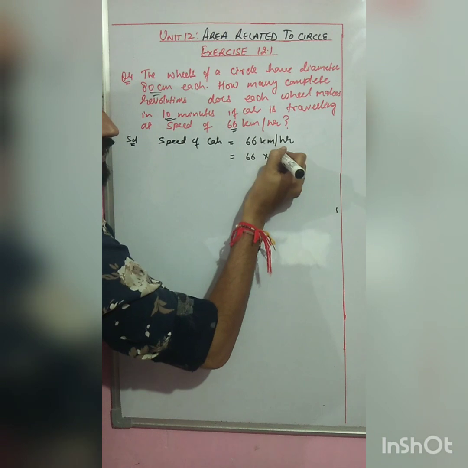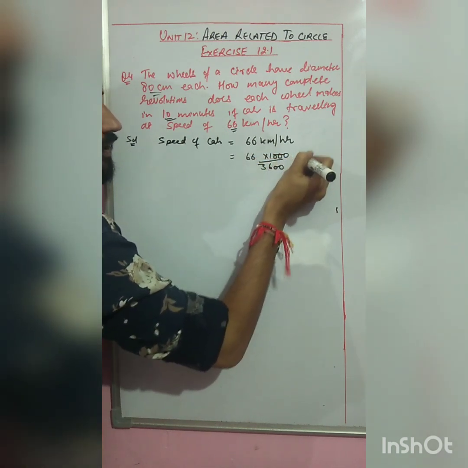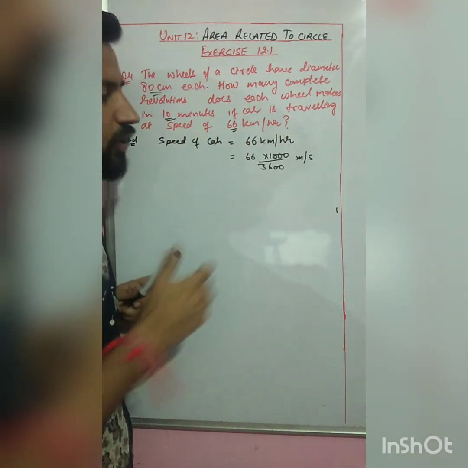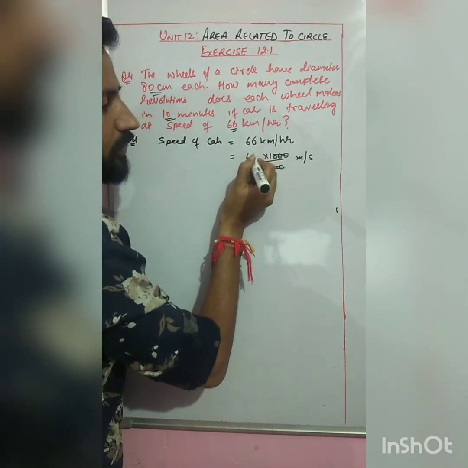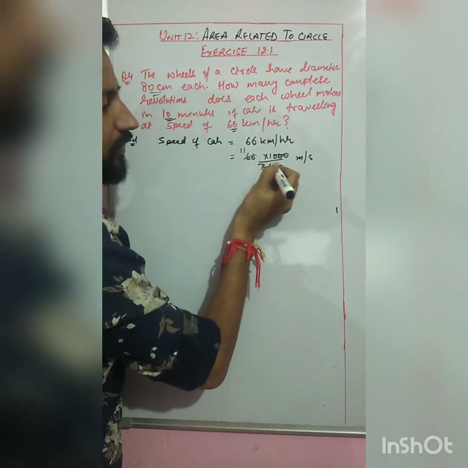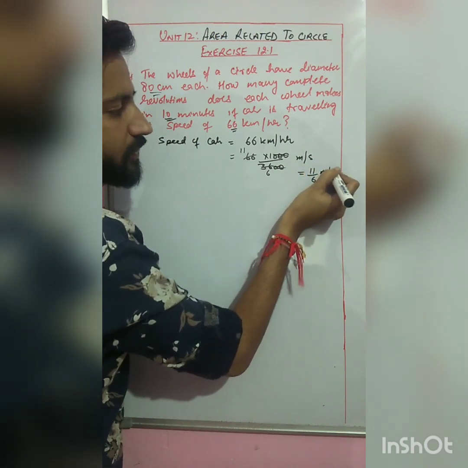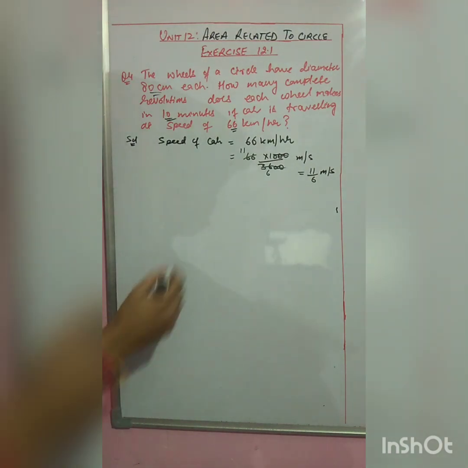66 into 1000 upon 3600 meter per second, because 1 kilometer has 1000 meters and 1 hour has 3600 seconds. These two zeros would be cancelled out. It gives 6 into 11, 6. So this is 11 upon 6 meter per second. So the speed in meter per second is 11 upon 6.